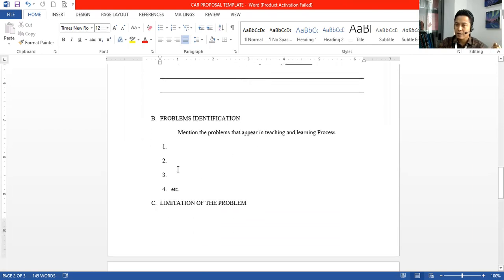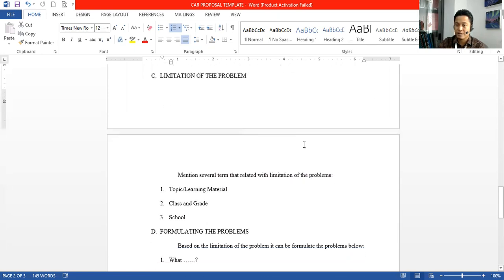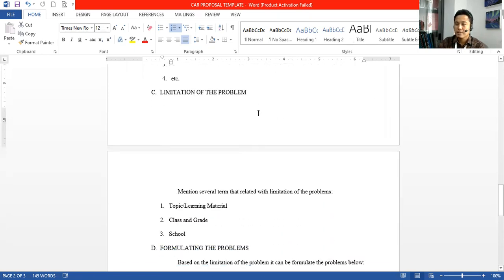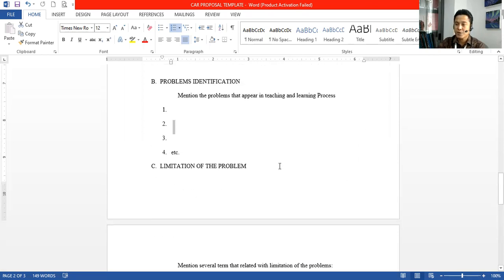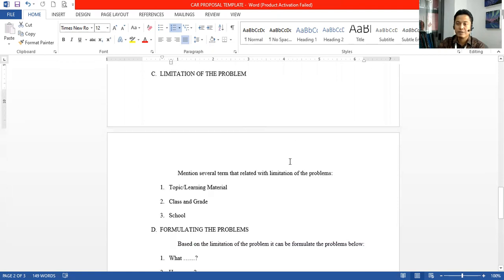And then the second one, problem identification. You have to mention the problems that appear in the teaching and learning process. What kind of main problems, what kind of problems appear all the time while the students join the teaching and learning process. You're going to mention the problem identification, and after you have identified the problem, you're also going to come up with the limitation of the problem.